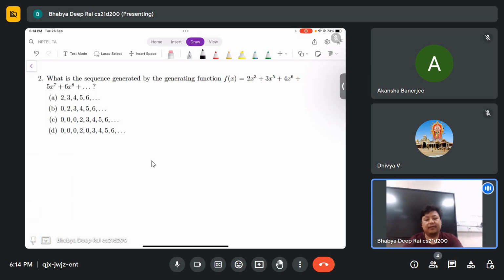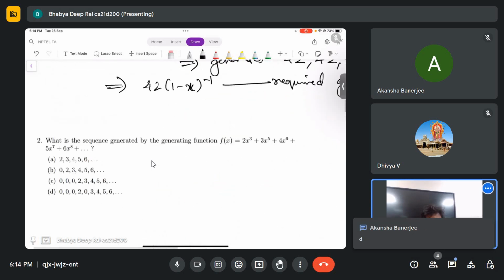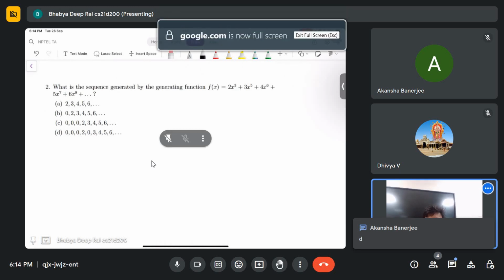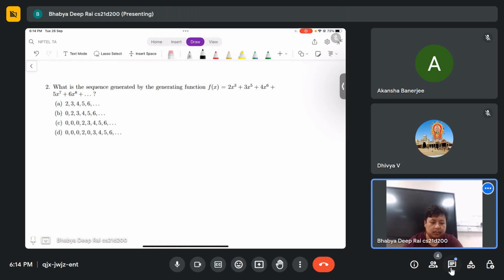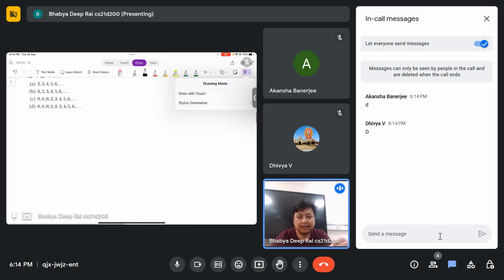So, look at the form of what a generating function should be like, and here what it is. Okay, Akanksha says D and Divya says D. Okay, let's see.